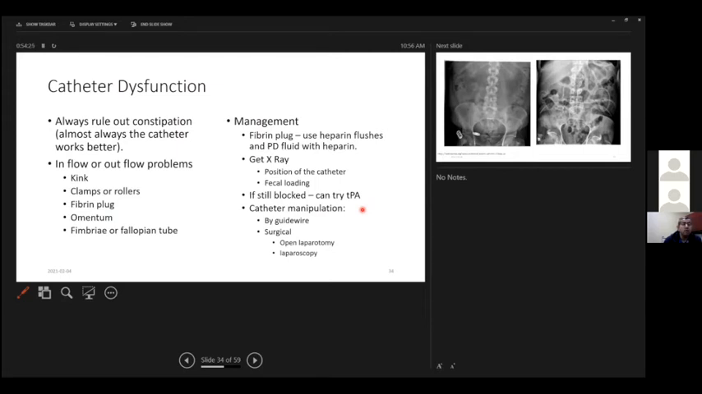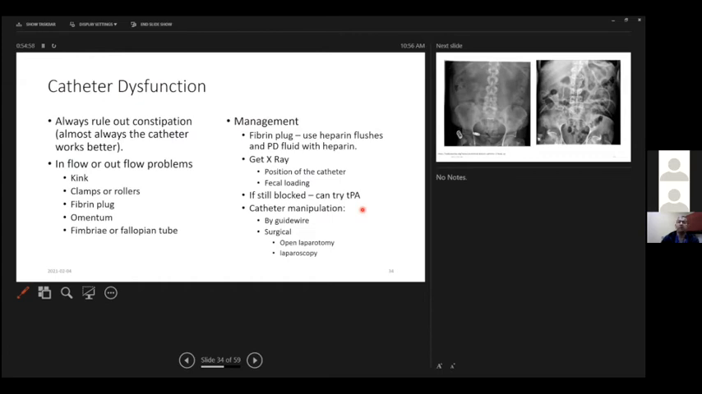If the fluid can go in but cannot come out, or the fluid cannot go in at all. If it is both, then you have got kinks or clamps, or you may have a fibrin plug. If the fluid can go in but doesn't come out, it's more likely an omentum or fimbriae. Fibrin plugs are very common, and you have to look for that. You have to educate the patients to look for the fibrin plugs, and they'll tell you, yeah, I saw the fibrin. Immediately you should know that you have to put in heparin there because you don't want the catheter to get blocked. But the first and foremost thing is always ask the patient, are you constipated?